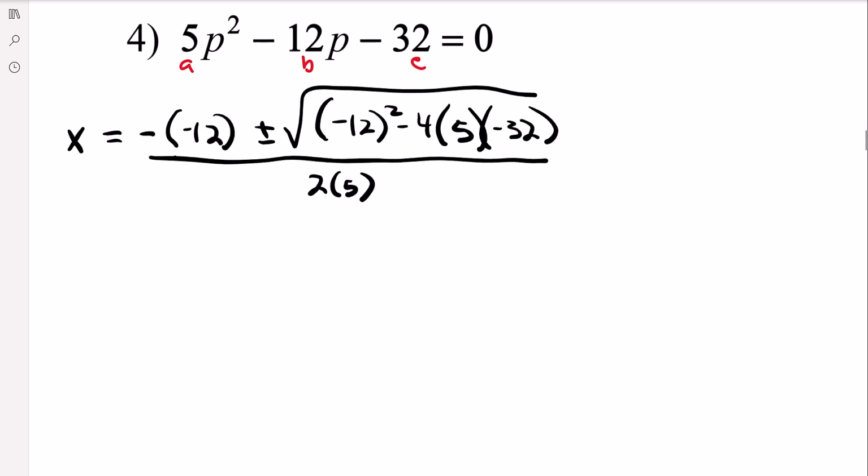Now, the trick to make this easiest is to simplify this stuff first. So negative 12 squared is 144. Negative times negative will be a positive. 4 times 5 is 20. 20, so I think that's going to be plus 640. But let's try it. So 4 times 5 times 32, because we already did negative times negative is positive. And then 640 plus 144, we get 784.